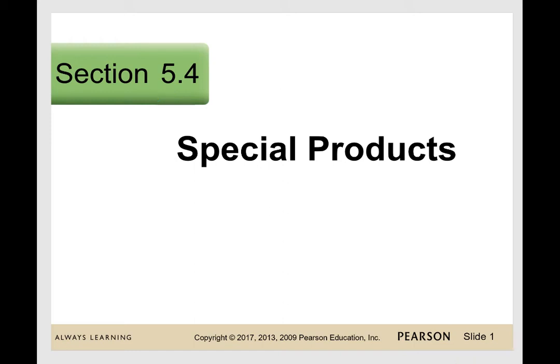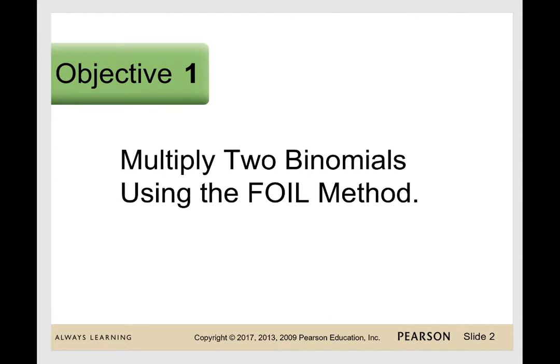Welcome to section 5.4. In this section, we will be discussing some of the patterns that show up when you are multiplying polynomials. All right, objective number 1 is the FOIL method. We will discuss how this works.